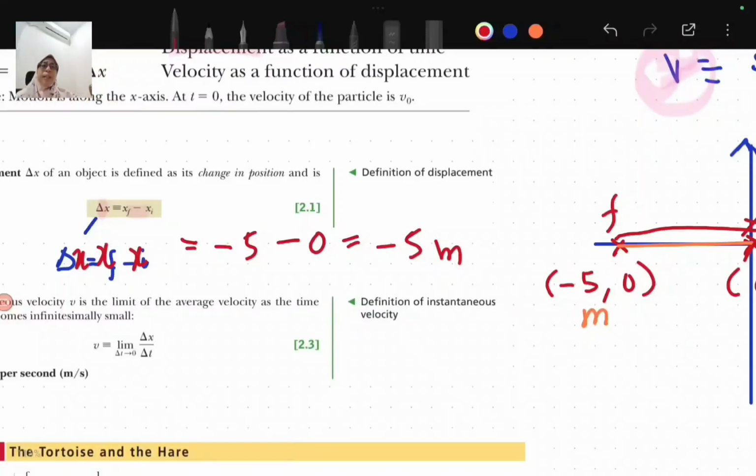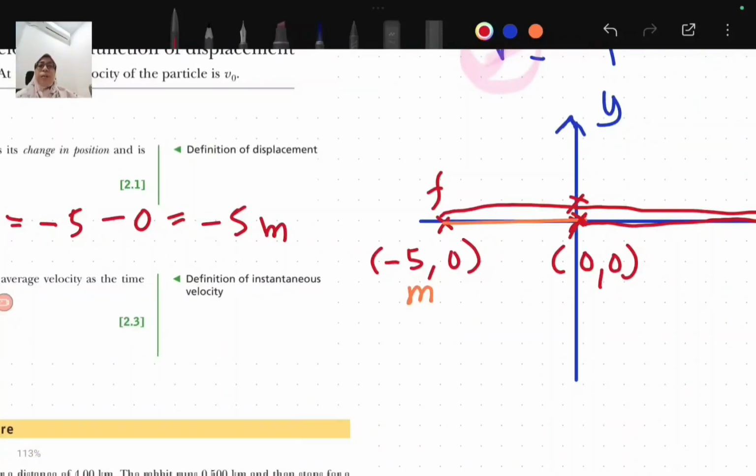Now what does displacement tell us? Well, displacement tells us that it is really independent of what happened in between. Maknanya, sebelum nak sampai ke -5 tu, we really don't care whatever the answer is. But what really matters is where you start and where you end.